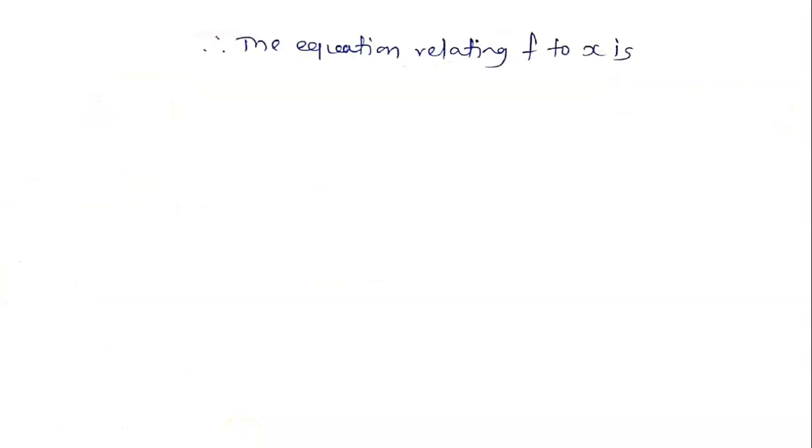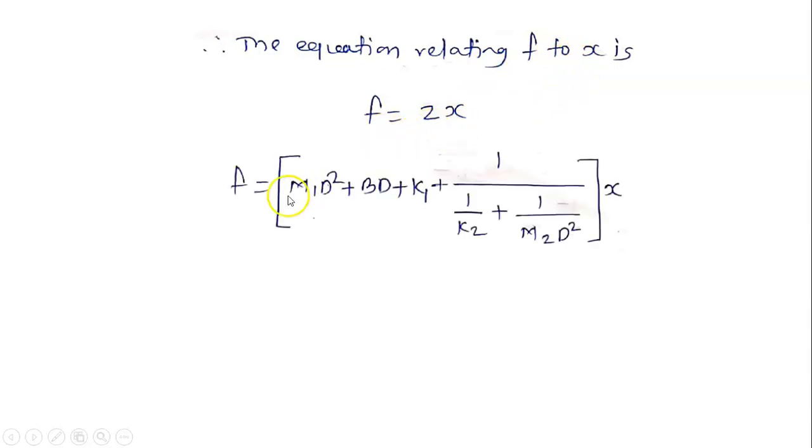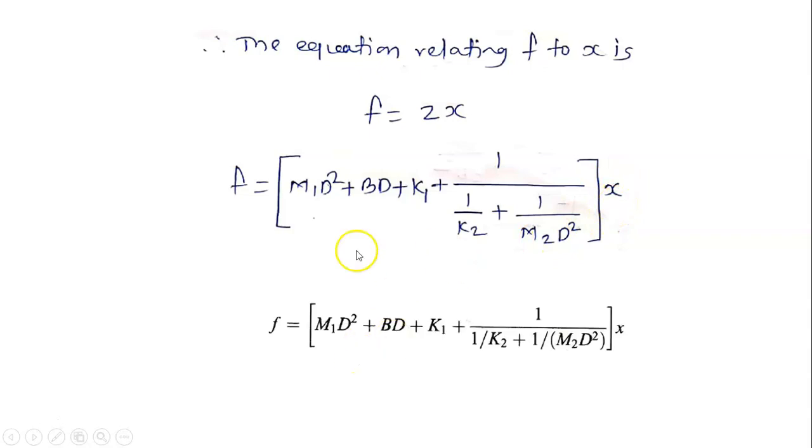Therefore, the equation relating F to X is F is equal to Zx. Therefore, substituting the value of Z, F is equal to M1D square plus BD plus K1 plus 1 divided by 1 upon K2 plus 1 upon M2D square, into X. Therefore, this same equation I have written here.